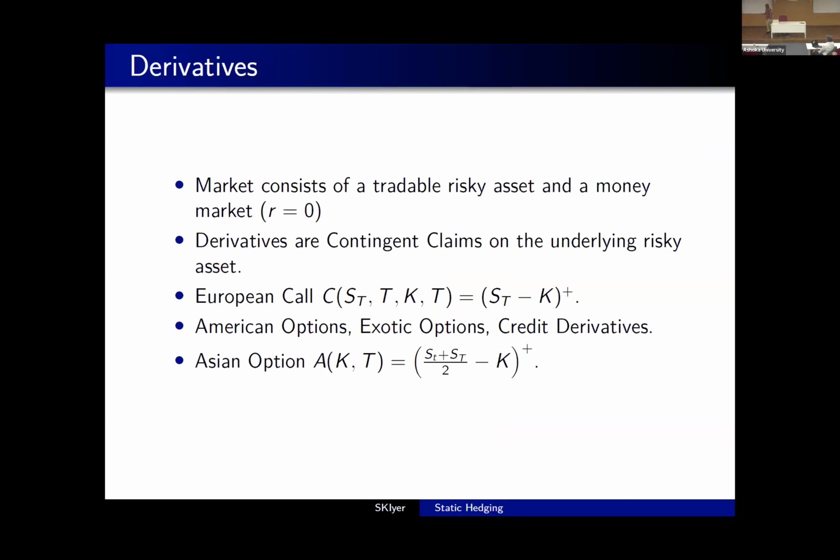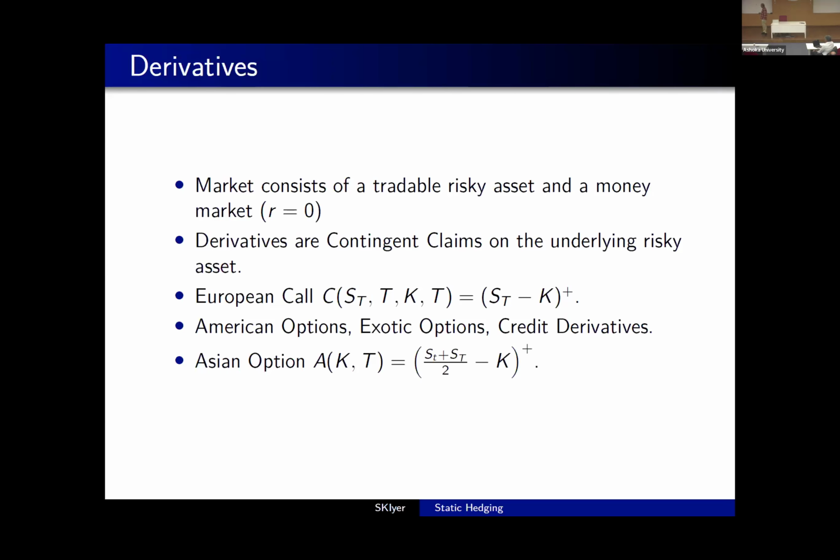To get started, we consider a market which consists of a tradable risky asset and a money market. We will assume that the risk-free interest rate is 0 for the purpose of this talk. Derivatives are contingent claims, claims on the underlying risky asset. For much of this talk, you can think of these claims as a simple plain vanilla European call option, which promises the buyer a payoff of ST minus K at time capital T, the maturity time, where K is the strike. It pays ST minus K if ST is larger than K, and the payoff is 0 if ST is below K.